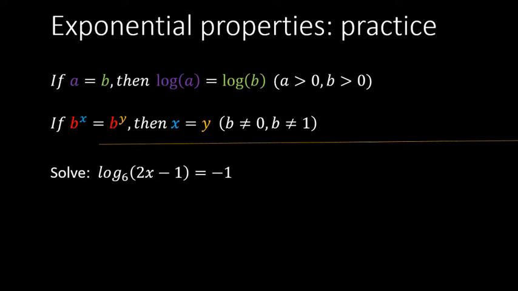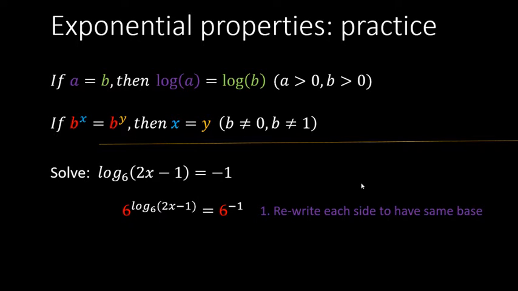Okay, a little bit more practice. Say I've got the expression log base 6 of 2x minus 1 equals negative 1. I can rewrite each side to have the same base, and this is a little tricky, right? This is a little tricky, but I can rewrite this. I've got my base 6, right? And then log base 6 of 2 to the x minus 1.